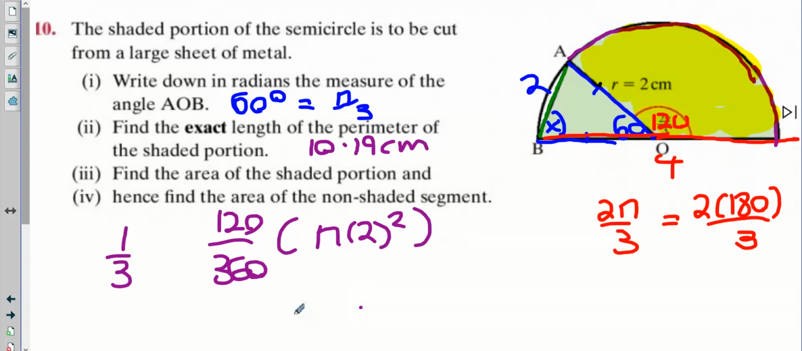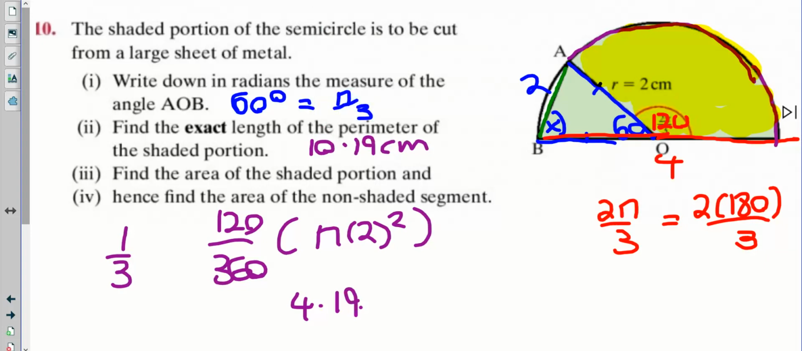What you get? 4.19. It's 4 over 3 pi. Is it 4.19? Or 4 over 3 pi? Press the change button. 4.19, there we go. Okay, guys. Does everybody see the triangle?